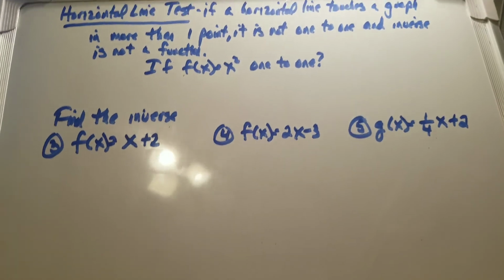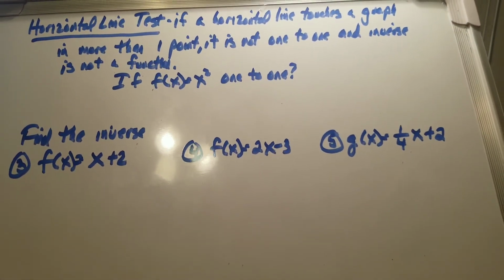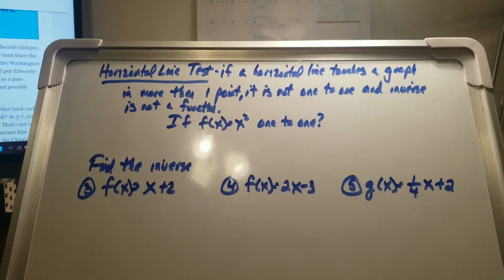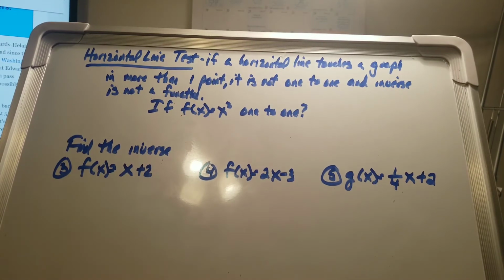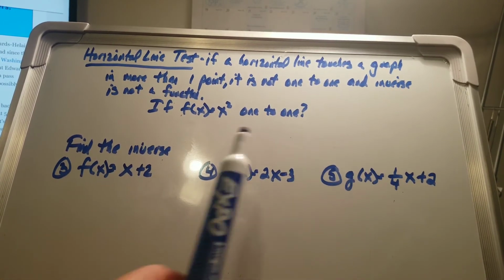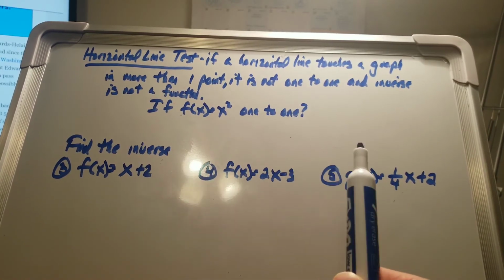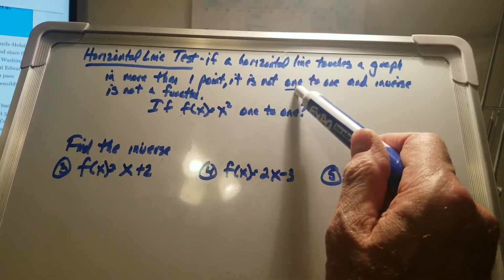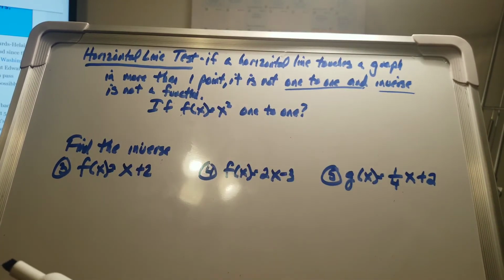Now we are actually going to understand something new that you maybe have never heard before, the horizontal line test. You've heard of the vertical. This is the horizontal. Remember, horizontal is straight across. So if you can draw a line and it goes through a graph in more than one point, that means it is not one-to-one, and the inverse is not a function.